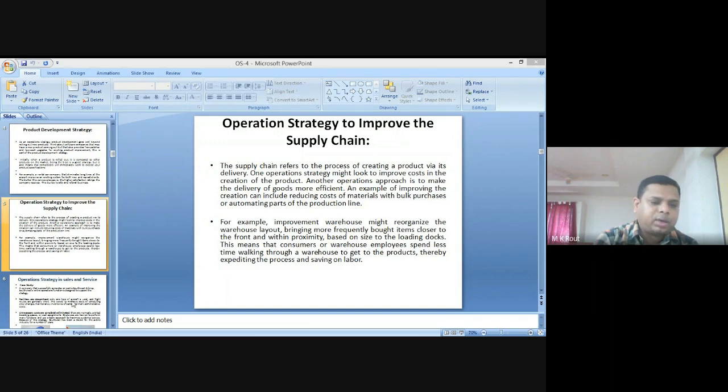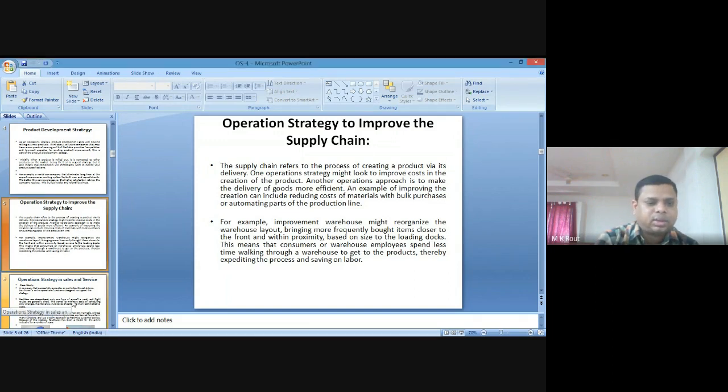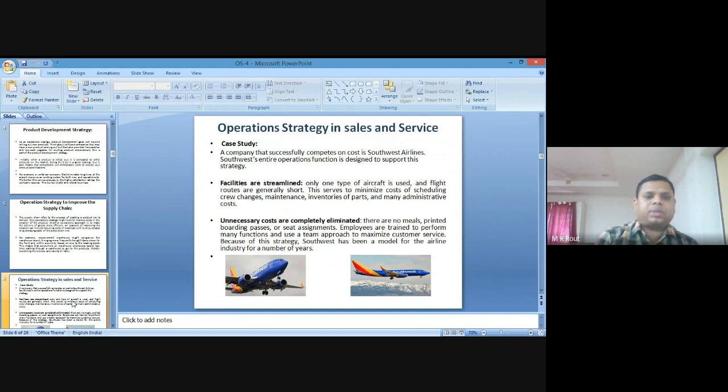Moving to the next one, if you take another case study, I will show that one. This is a particular case study of how operational strategy is implemented in sales and service for different airlines. This is a case study of Southwest Airlines, a company that successfully competes on cost. Southwest's entire operation function is designed to support this type of strategy.